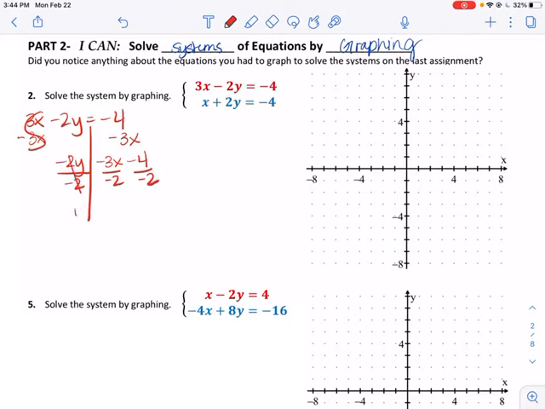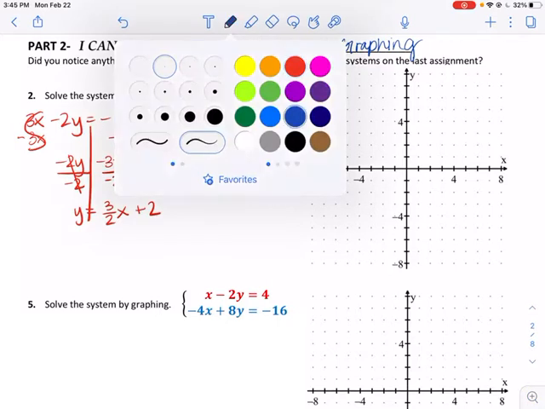So I have y equals negative 3 divided by negative 2. I know that's going to be positive, and it doesn't really simplify. So I'm just going to put 3 over 2x. And then minus 4 divided by negative 2. I know that's going to be a positive because a negative divided by a negative was a positive, and 4 divided by 2 is 2. So that's my first line. It's in slope-intercept form.